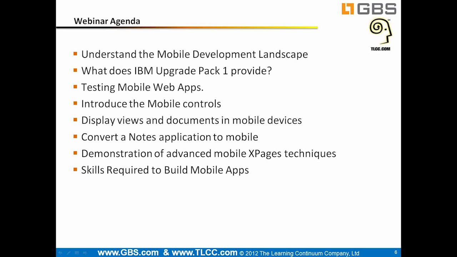Then we're going to talk about the IBM Upgrade Pack 1 and compare that to the extension library. We're going to talk a little bit about how you can go about testing your mobile web apps. And then we're going to get into the mobile controls. Most of what we're going to talk about today is how you can mobilize your Notes and Domino applications by creating a mobile web application using the mobile controls that are in the IBM Upgrade Pack 1 or the extension library.